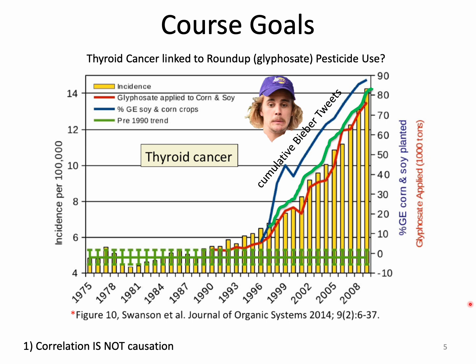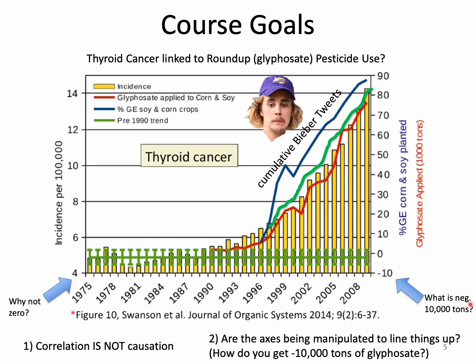Another issue that's a bit more subtle, but perhaps even more devious, is that the authors appear to be manipulating the axes on this graph so that the yellow cancer incidence bars line up perfectly with the red glyphosate line. For example, why is the left axis starting at 4 instead of 0? And why is the right axis starting at negative 10? What does negative 10,000 tons of glyphosate even mean? This is all a bit fishy and should set off some alarm bells.